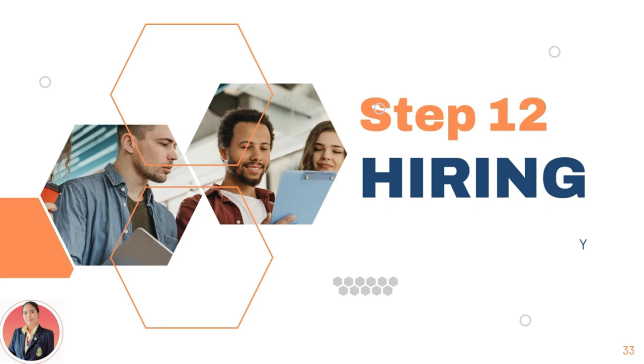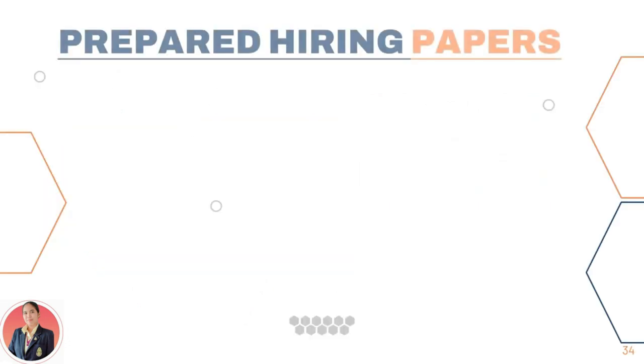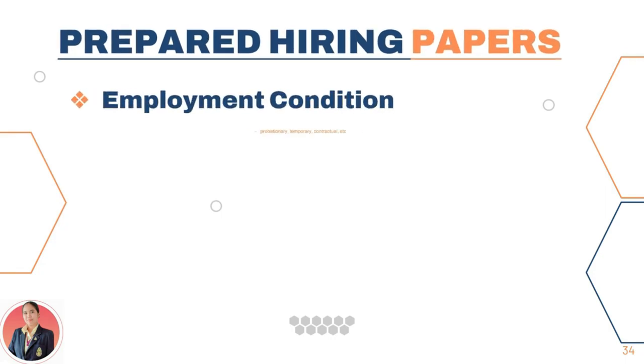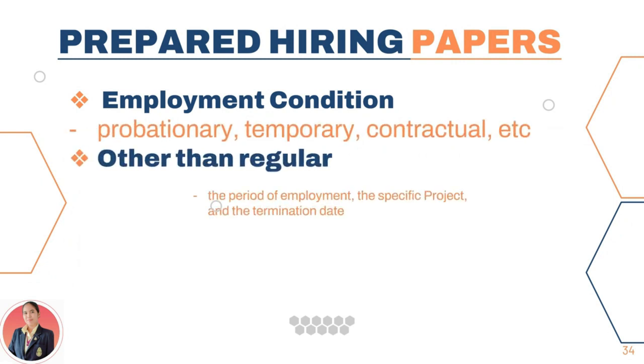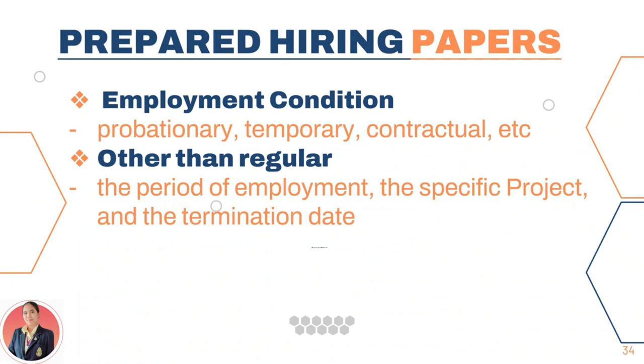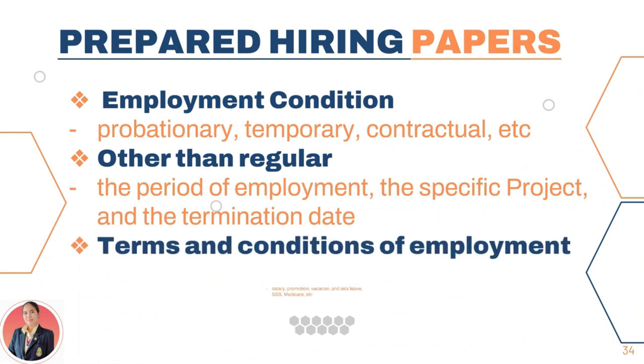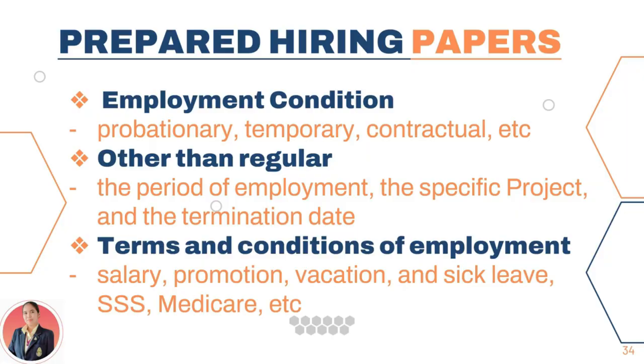The following process then takes place. Hiring papers are prepared to indicate the condition of employing him, whether probationary, temporary, contractual, etc. If other than regular, the period of employment, the specific project, and the termination date should be indicated in the contract. The other terms and conditions of employment, such as salary, promotion, vacation, sick leave, Social Security System, Medicare, etc., are also included in the employment contract.